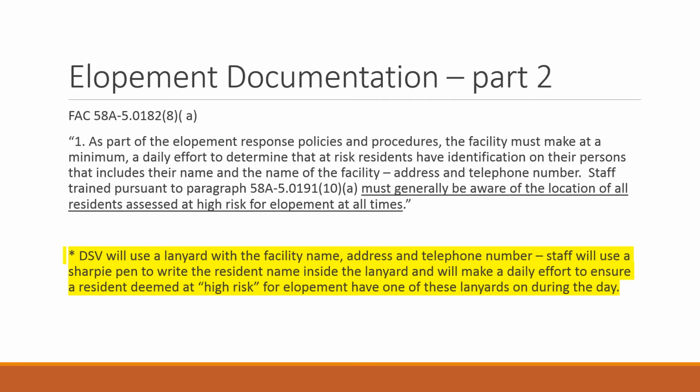So here we are, elopement documentation. As part of the elopement response policies and procedures, the facility must make, at a minimum, a daily effort to determine that an at-risk resident has identification on their person. This includes their name, the name of the facility, address, and telephone number. Staff or a trained person must generally be aware of the location of all residents assessed at high risk of elopement at all times. This is one of the reasons we do the documentation into the resident record every 3 to 4 hours on somebody that we've assessed as being at high risk.